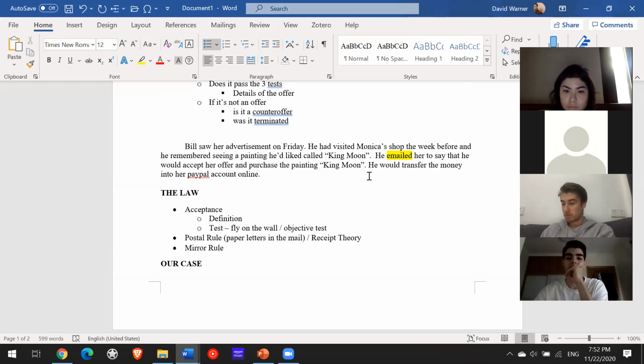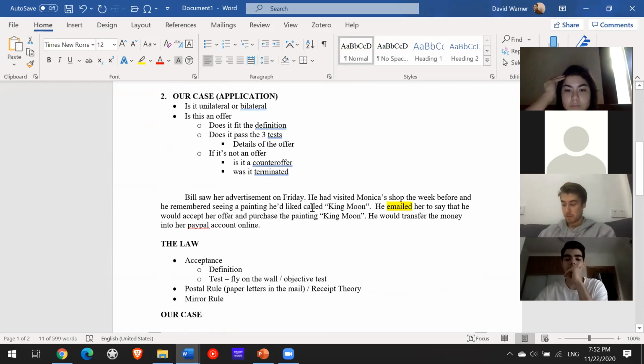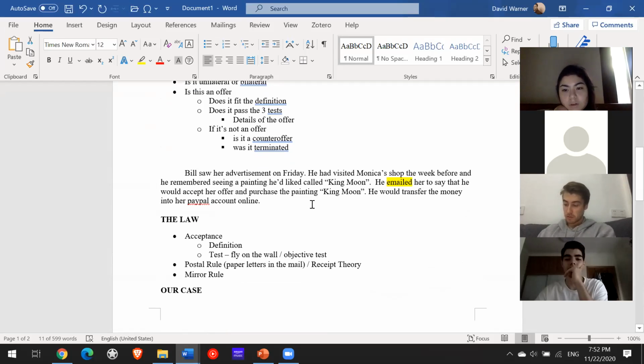So according to her offer, how do you accept? Pay 700 with cash. That's it. That's how you accept. Is that how Bill accepted? No, he would transfer the money. So did he accept the offer?